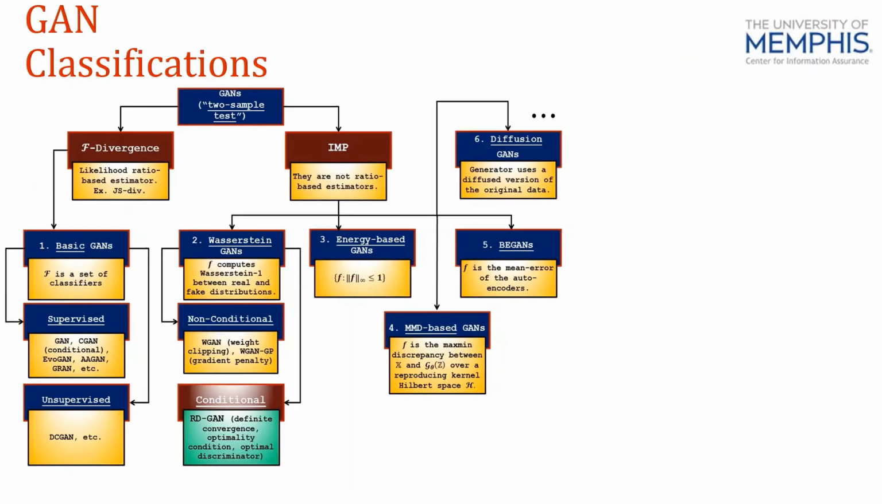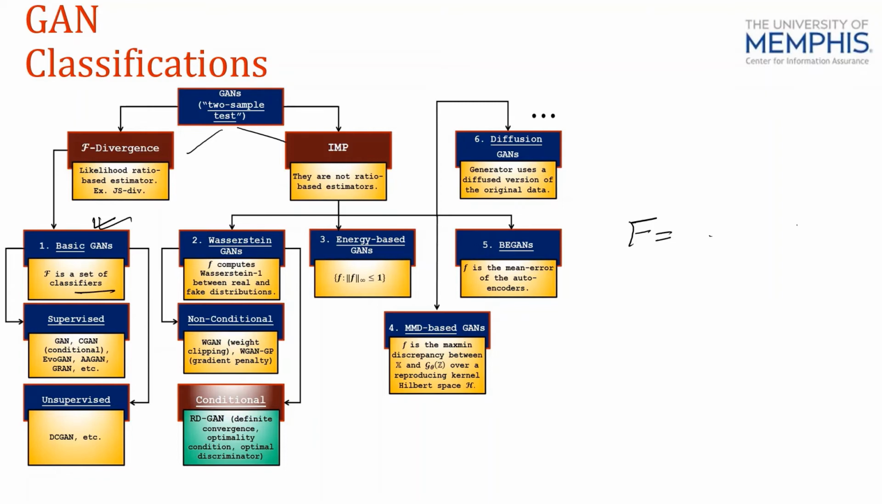So this is the pictorial view of the GAN classification based on the discrepancy measure. Now GANs can be classified into two parts: GANs using f-divergence, and GANs using IPMs. All the basic GANs fall in these categories. These basic GANs mostly use the function F, that is the set of measurable functions, as a set of classifiers.